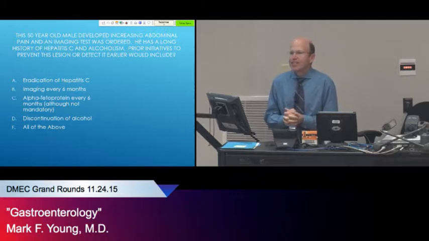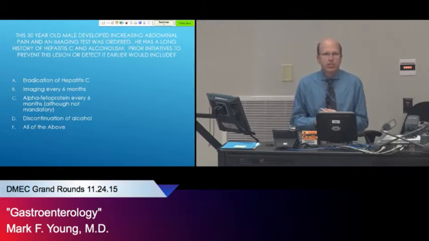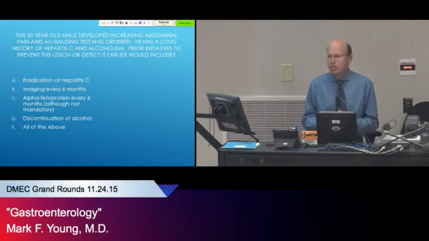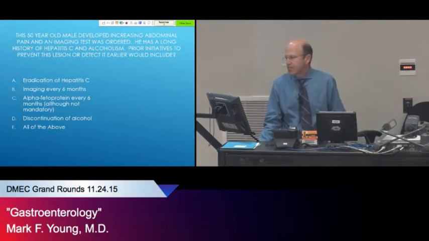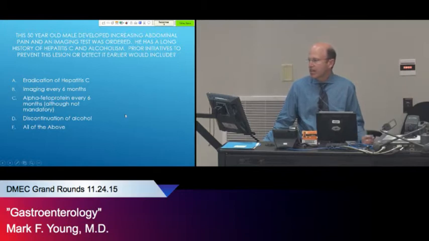So if you had an imaging study, what the imaging study would show would be a lesion in the liver, which is 3 centimeters in size, that on arterial phase enhances very quickly and has a washout on the venous phase. So there's a lesion in the liver in this gentleman that has a long history of alcoholism and hepatitis C. So what could have been done to help prevent this lesion in the liver? Eradication of hepatitis C, imaging every 6 months, and alpha fetoprotein every 6 months, or discontinuation of alcohol, or all of the above.